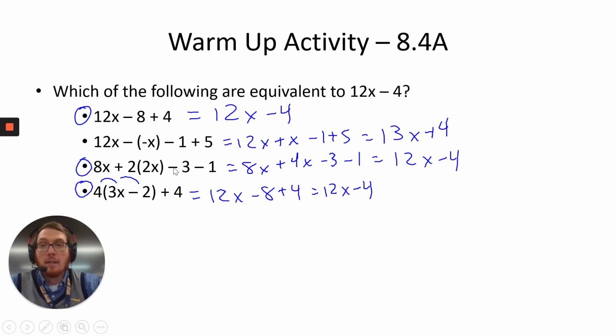Minus 3 minus 1. Remember, this is a negative 3 and a negative 1 if you do keep, change to make it adding a negative. And so that would be a minus 4 because negative 3 and negative 1 make negative 4. And on the last one, you have to distribute, and 4 times the 3x would be 12x, and 4 times the minus 2 would be minus 8. And that answer right there is the same as the top one. And so there's 3 of these 4 answers that are equivalent to 12x minus 4.